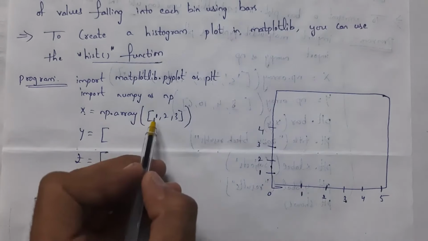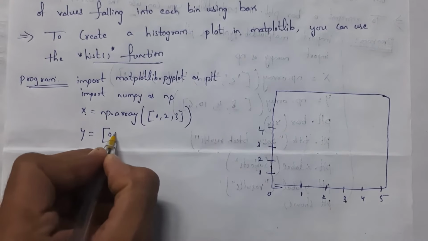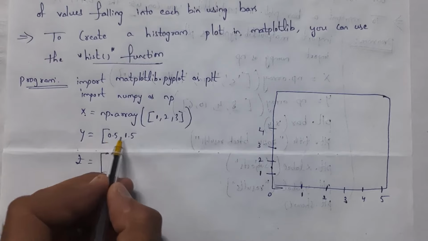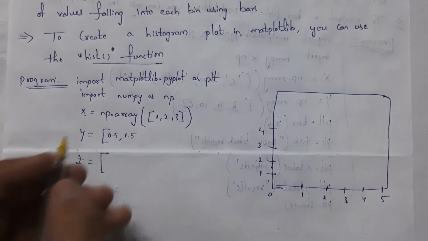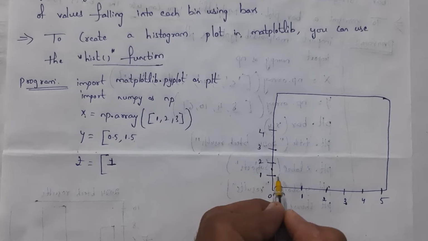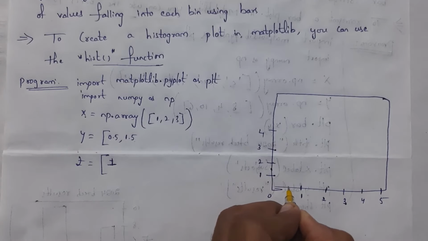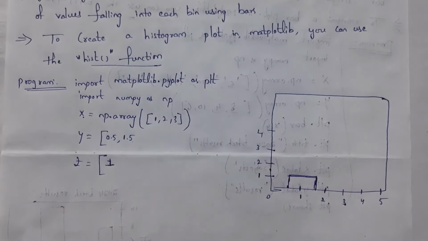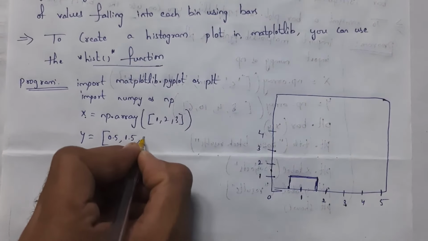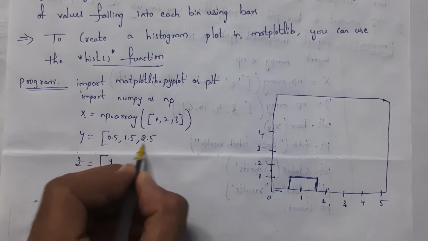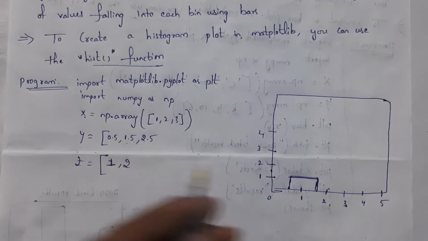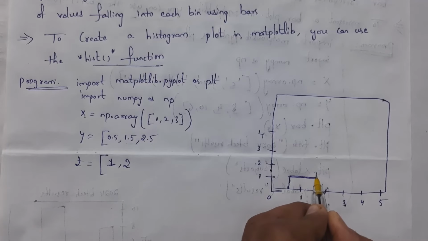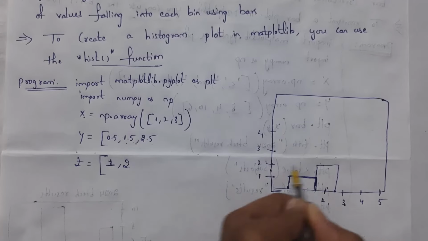of each bar, where first bar width is from 0.5 to 1.5. So I am taking width as 0.5 comma 1.5. This is width of first bar and height is 1. So first bar width is from 0.5, so starting from here 0.5 to 1.5 till here, and height is 1. So this is 1 bar. And similarly second bar width is from 1.5 to 2.5 and height is 2. So starting from here to 2.5, so till here 2.5 and height is 2.